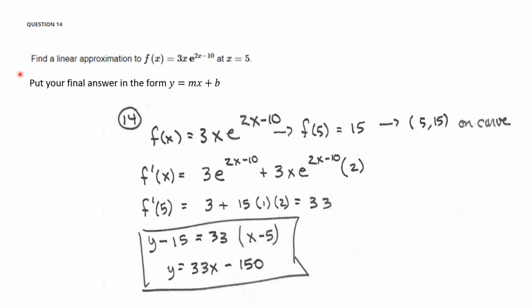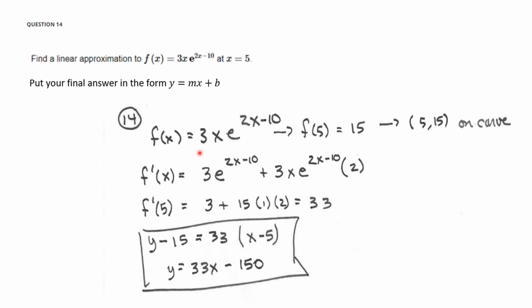Question 14 is actually a problem that we did in class. We were to find the linear approximation to f of x equals 3x times e to the 2x minus 10 at the point x equals 5, and I ask you to put your final answer in the form y equals mx plus b. If we put 5 in here, we get 15 times e to the 0, so the point (5, 15) is on our curve.